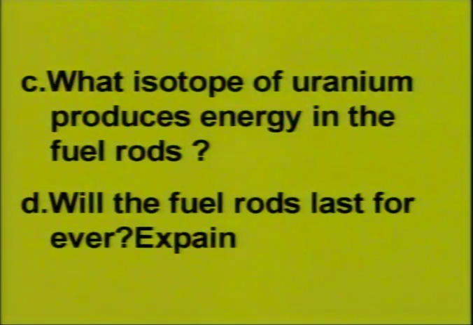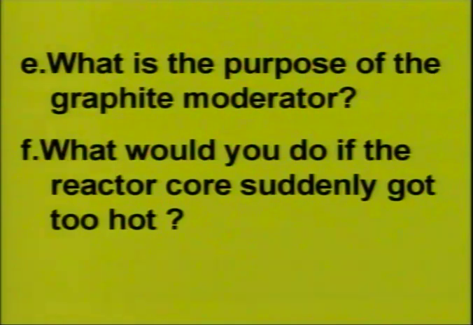Move on to the last two questions, that is E and F. What is the purpose of the graphite moderator? And F will be, what would you do if the reactor core suddenly got too hot? If you decide to have one in a country and you're one of those people who are manning that place, and the reactor was too hot, what would you do?